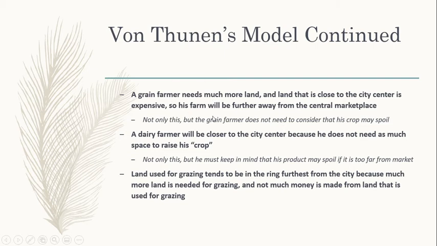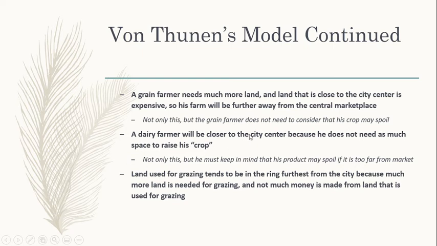So again, a grain farmer needs much more land, and land that is close to the city center is expensive. So his farm will be further away from the central marketplace. So usually we will find grain farmers not on the extreme outermost region, but pretty far out there.